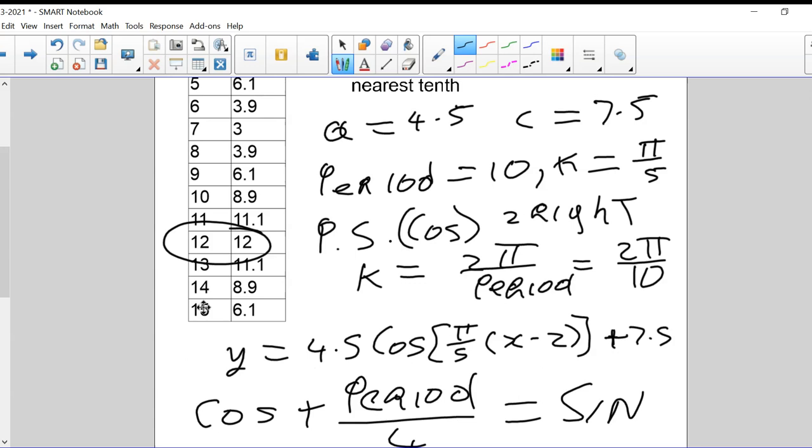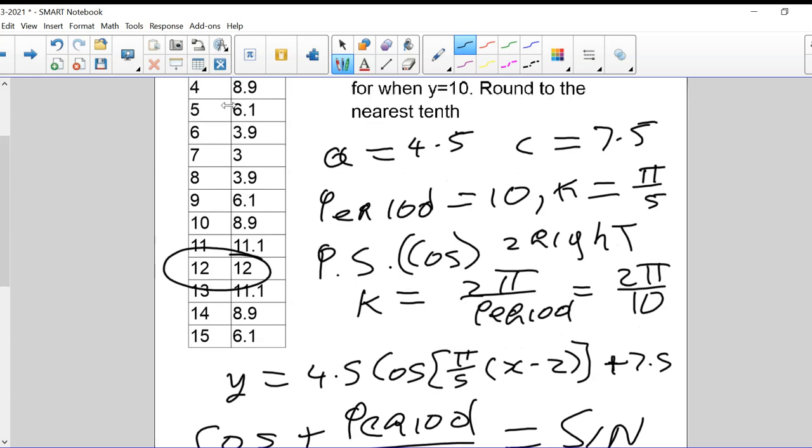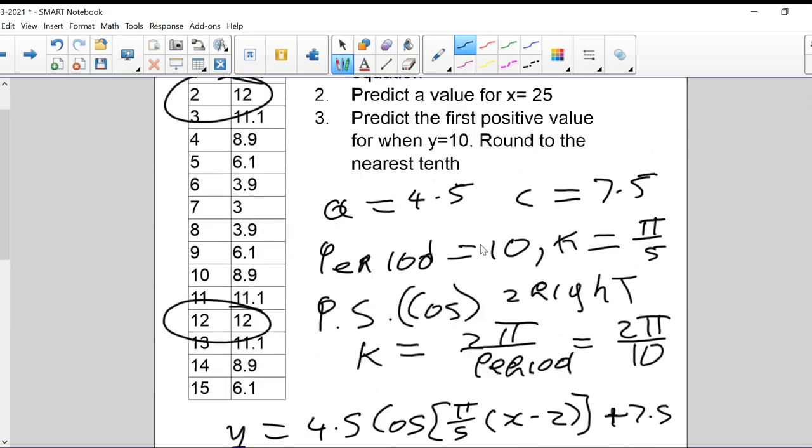10 from 25 gives us 15, which is also 6.1. Go 10 back from 15, which takes us to 5, gives you 6.1 again. So every time you go 10 along the x-axis, you get the same y value. Since 25 is 10 away from 15, I should get the same value as 15. So rather than calculating it, I could have done that as well.